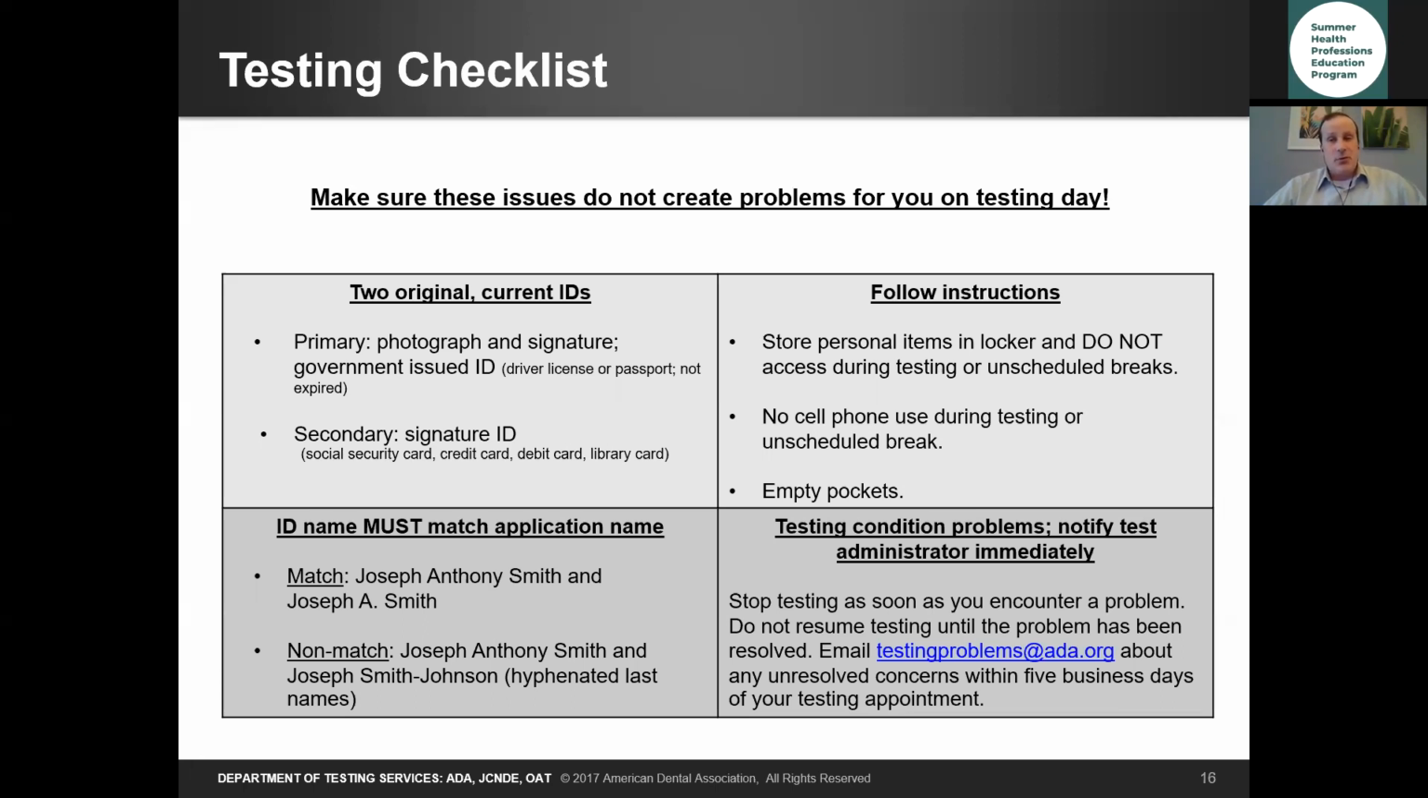I've seen people who put that something happened into that post-test survey, but that is not sufficient. You can certainly do that, but that is not sufficient. We have to be notified in this way so that we can take action in a timely manner and try to rectify whatever the issue was.